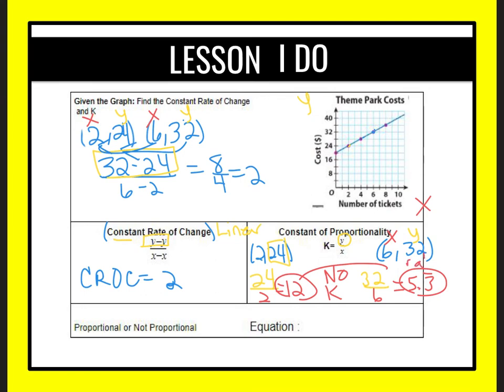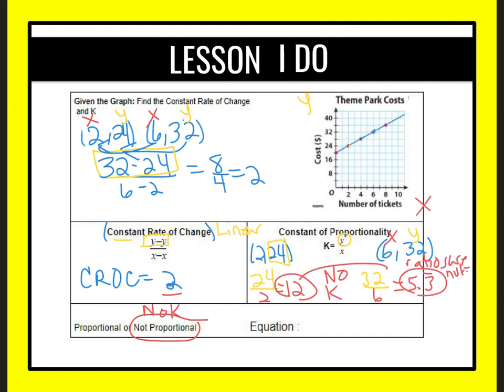So ratios are not equal. So here I have a CROC, right? I do have a constant rate of change, but I have no constant of proportionality, so therefore not proportional. Constant rate of change I have, but it's not proportional, okay?